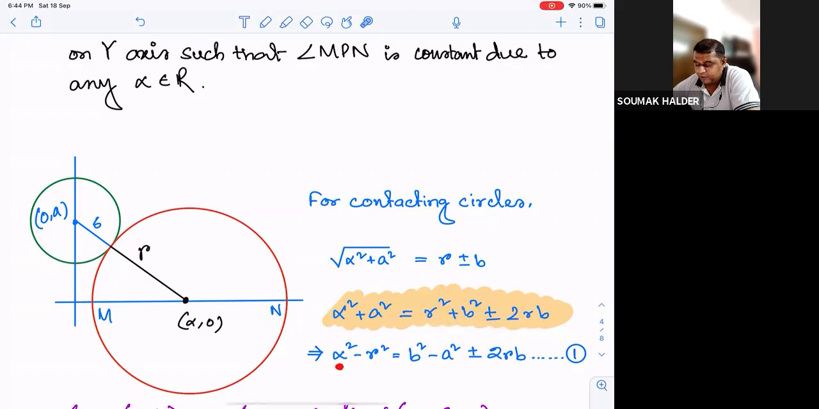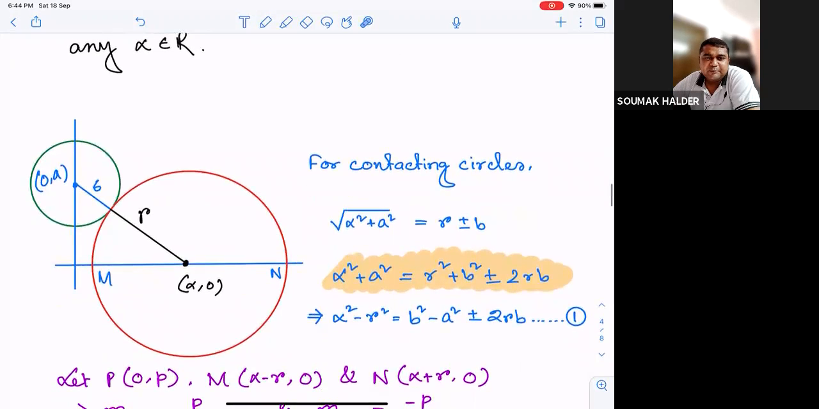Now from here, why have we derived alpha square minus r square? We will discuss that afterward. You can even, for the time being, keep it up to the highlighted line, that alpha square plus a square is equal to r square plus b square plus or minus 2rb.